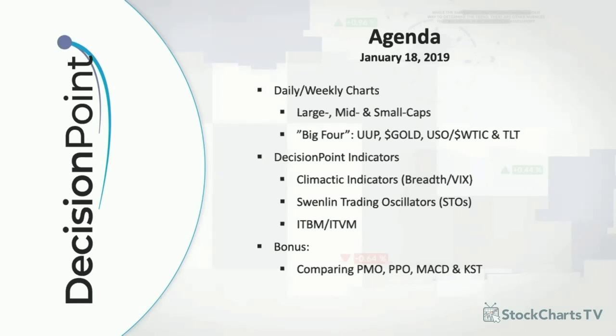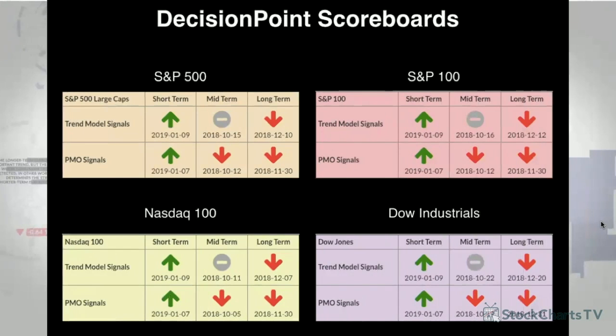All right, so let's start off with the Decision Point scoreboards, what's going on there. As you can see, short term's looking pretty good. We've got the short-term trend models on buy signals. Of course, that means you have a positive 20-day EMA crossover. That's how those are generated. And then the PMO is above its signal line, and that's of course how you have a PMO buy signal.